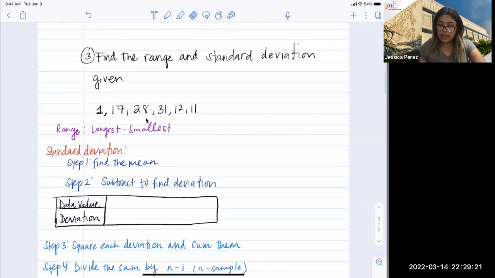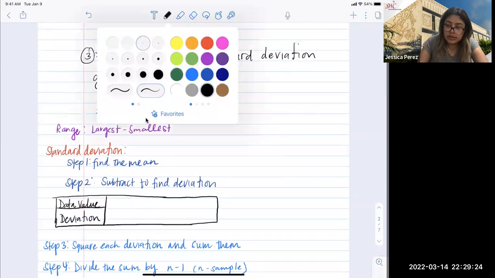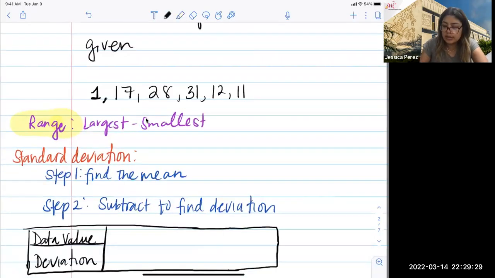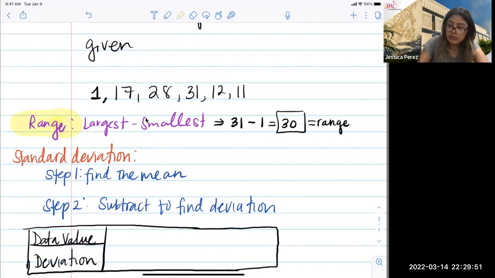Finding the range and the standard deviation. Well, the range is pretty simple. To find the range, all you have to do is take the largest minus the smallest. So the largest value in this data is actually 31, right? Minus the smallest, which is 1, so 30 is your range. That is your range: the largest number from the data minus the smallest value of the data.